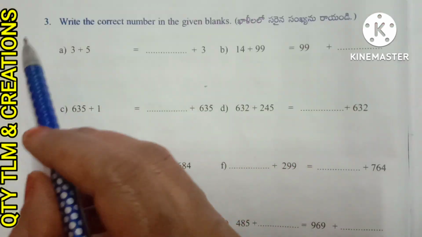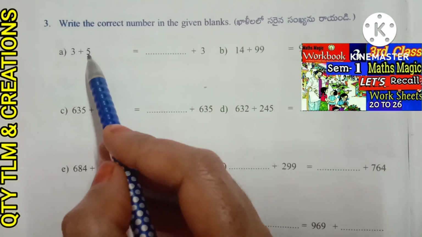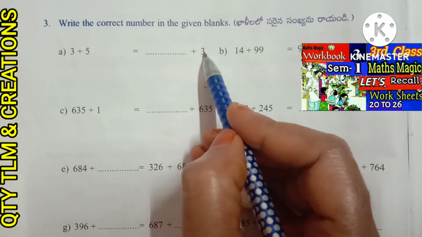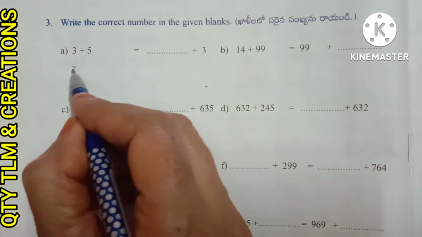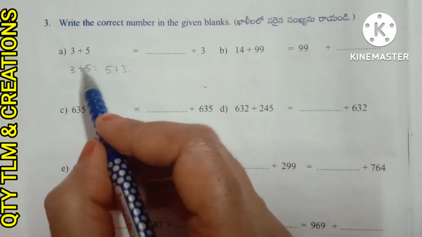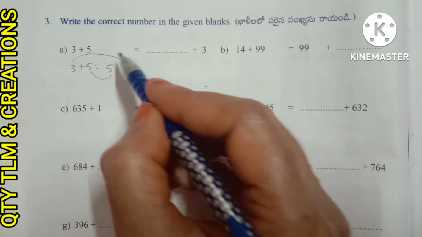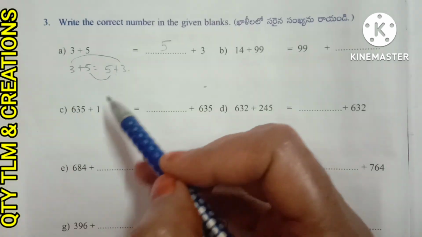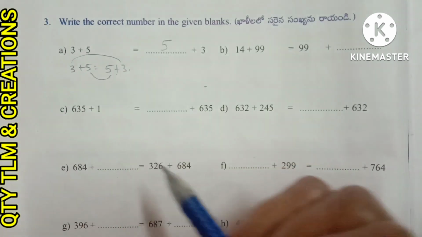Next E, 456 plus 39 plus 784, we get 1279. Next one, write the correct number in the given blanks. Here 3 plus 5, and here given 3, and we have to write 5 here because 3 plus 5 equals 5 plus 3. So we have to write like this. So 3 is already here, so we have to write 5. Here, changing the order of two addends does not change the total.